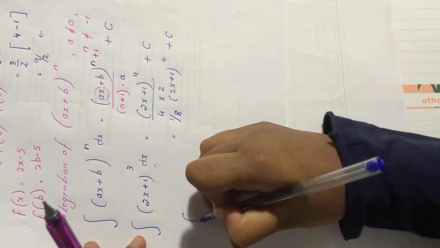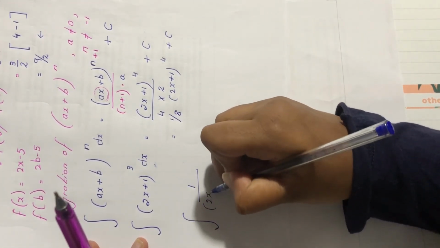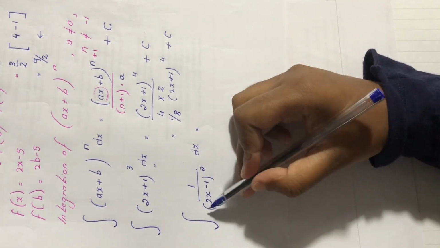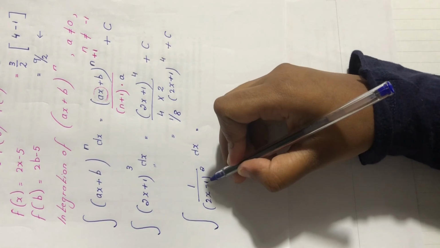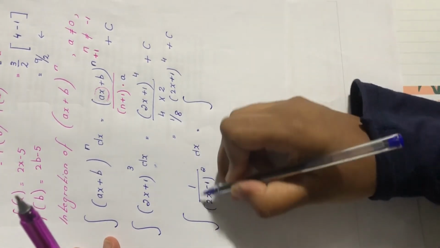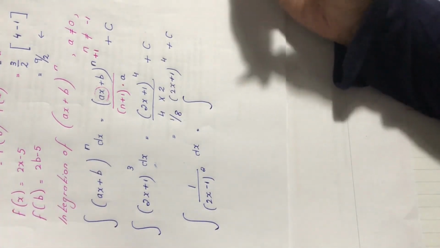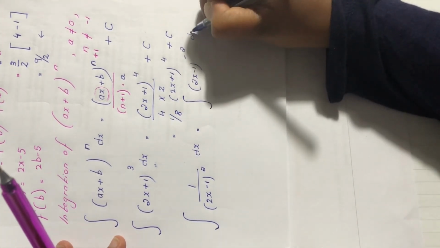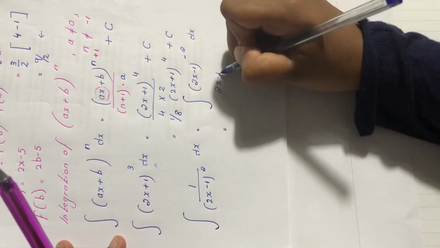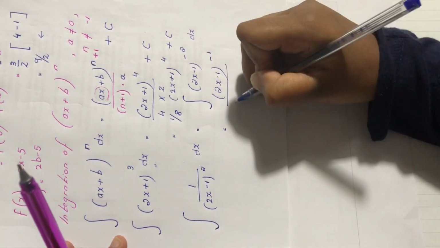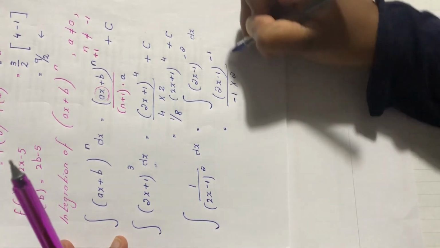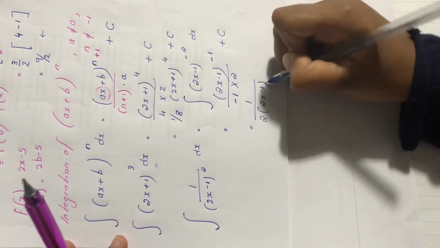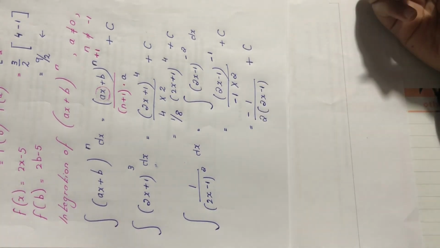Okay, now what if you have something like this: 1 divided by 2x minus 1, dx. Like I told you earlier, we have to make the power in the numerator. So whenever you have a function like this, first you need to send the denominator to the numerator. So we have 2x minus 1 to the power minus 1, we add 1, so it's going to be minus 1 plus 1, you divide by the new power, you multiply by the derivative of the inside, plus c. So you have 1/2 times 2x minus 1 to the power minus 1, plus c.